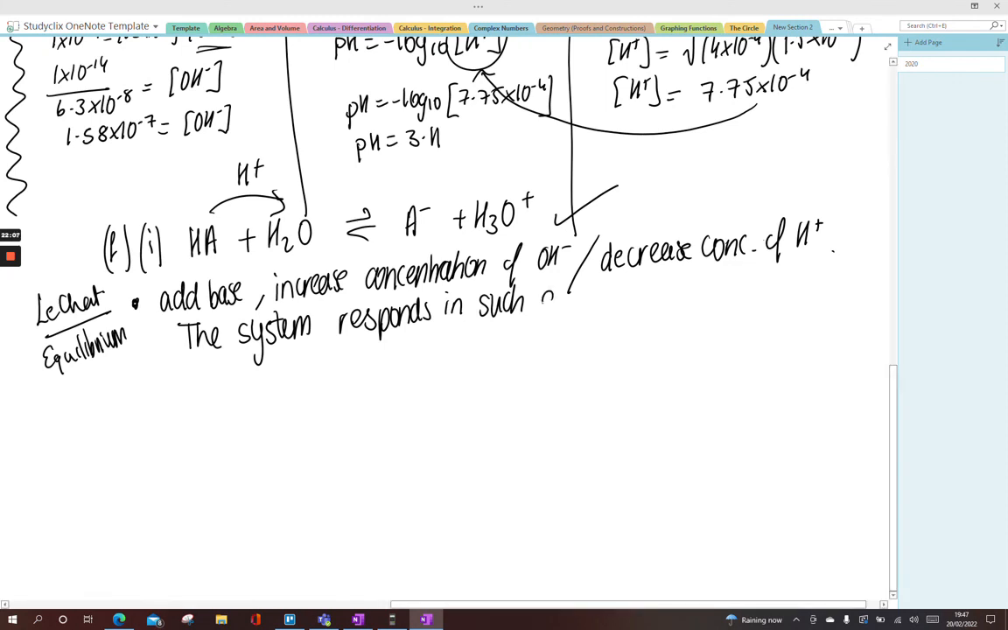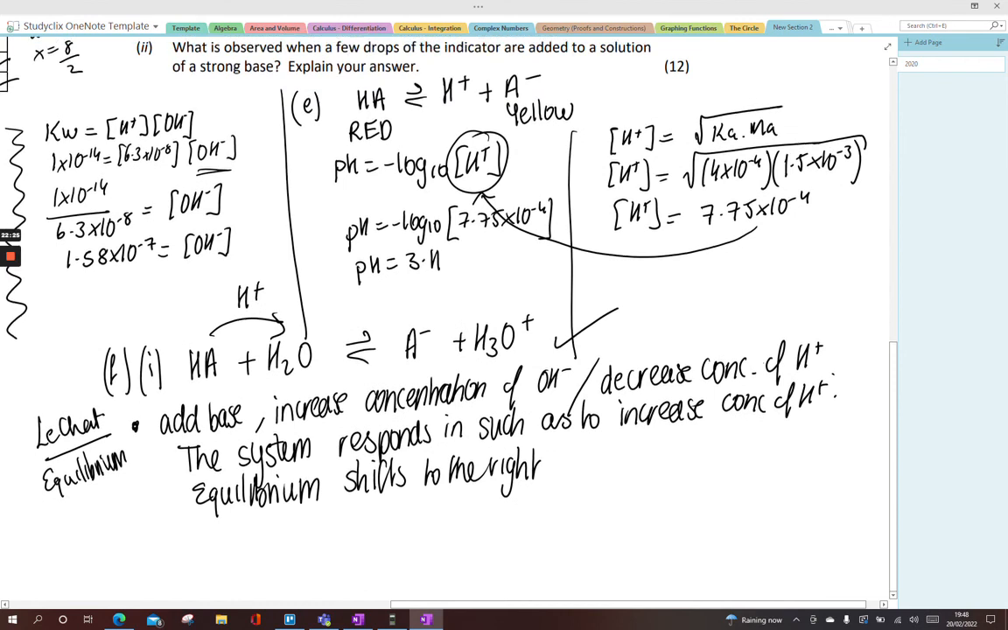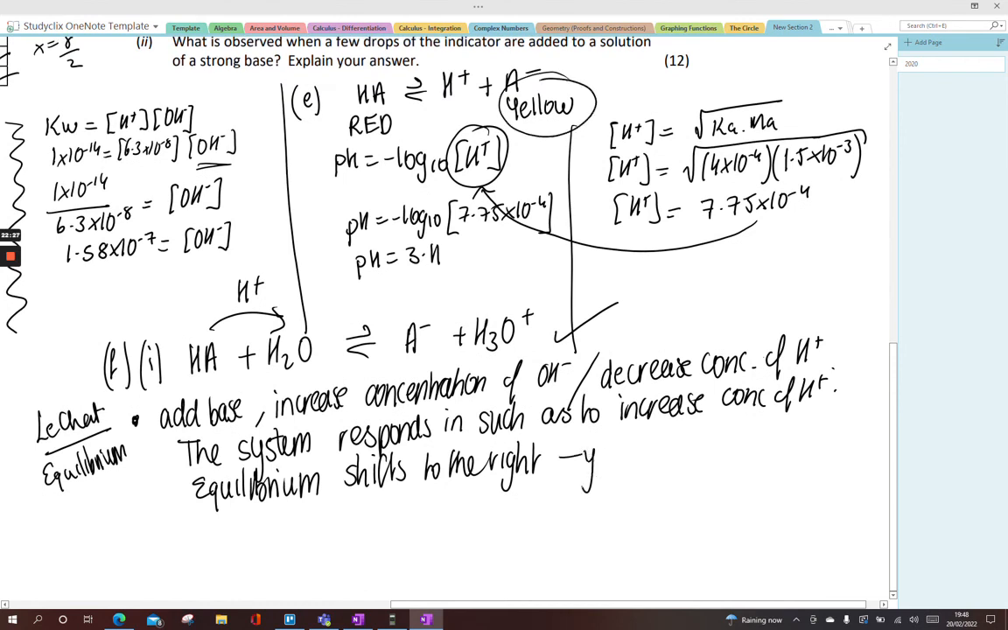System responds in such a way as to increase the concentration of hydrogen ions. Equilibrium shifts to the right. That just means go to the right hand side, and we get the yellow colour. That's difficult, but if you're struggling with that, you'll need to revise Le Chatelier and these stresses, so concentration, pressure, and so on. You get a yellow colour.